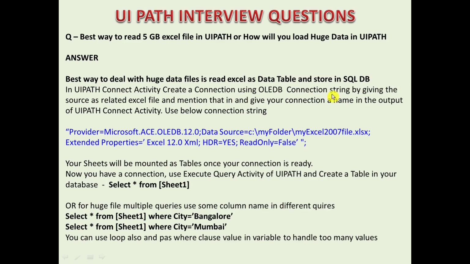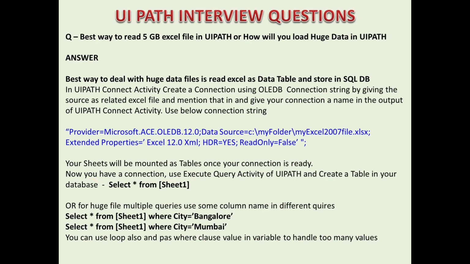Okay, so when we create the OLEDB connection string, we have to provide the Excel file and provide the name of the connection into the output of the connect activity. So you can use the below connection string. You can just change your file path here, and this connection string will work. Once your connection is ready, all the sheets will be mounted in the connection, and then you have to select the data from different sheets.